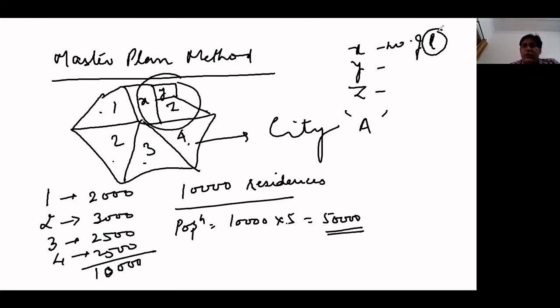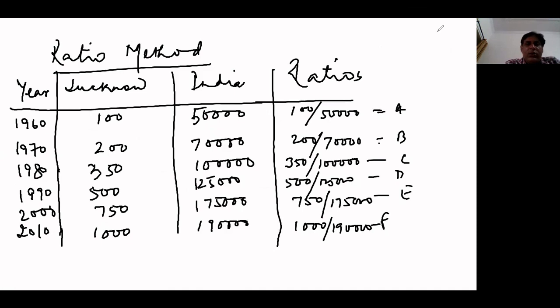Then the last method was the ratio method or the apportionment method, wherein we took up an example of the city Lucknow. Say for year 1960, the population of Lucknow was 100 individuals and the population of India was 50,000. Say, and in 1970, 1980, 1990, 2000, and 2010, we have taken the data of population of Lucknow and India from the census department. We calculated the ratio of population of Lucknow to population of India this way, and suppose these values were A, B, C, D, E, and F.